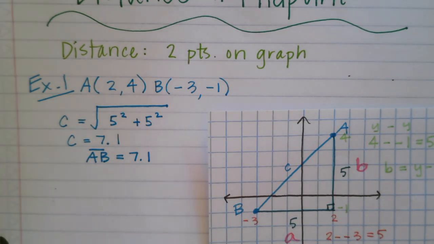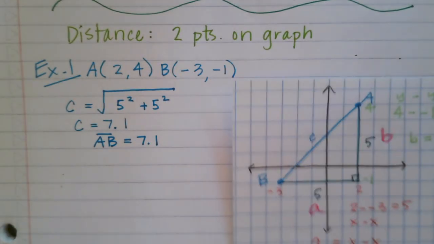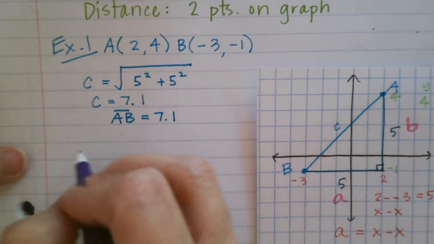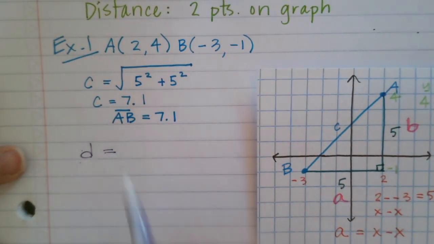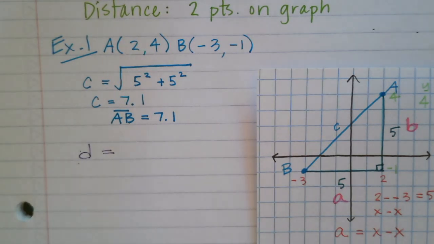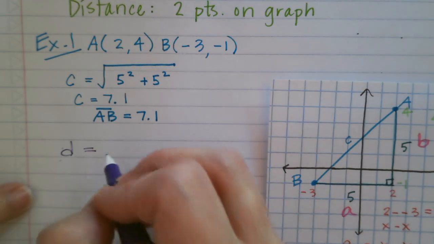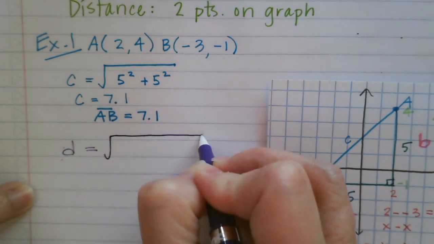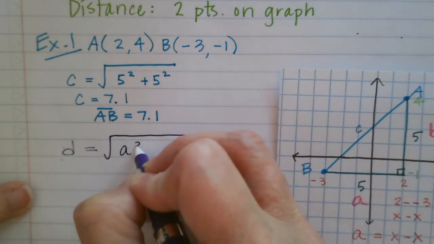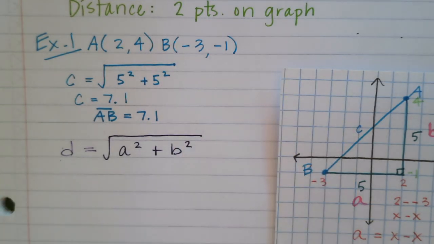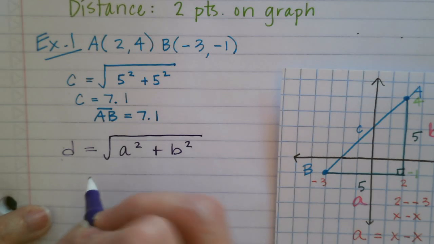So here comes the distance formula. The distance, which technically we're finding side C, but that's okay, is the square root of a squared plus b squared. We've really already talked about that one.